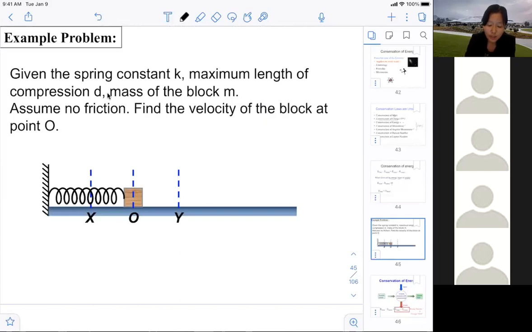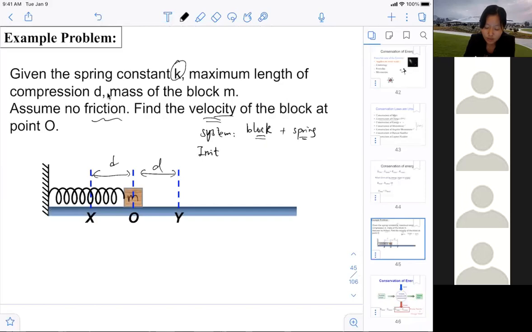So we have a spring with spring constant K. The maximum length of compression is D, which means this is D, right? This is D. And the mass of the block is M. Assume no friction, find the velocity of the block at point O. Okay, so this is what we will do. The system: you're asking about the block, so you must be interested in the block. So my system is the block and the spring in it. I want to include my spring as well.